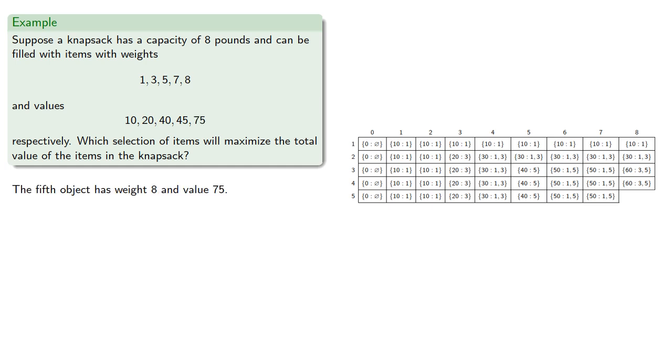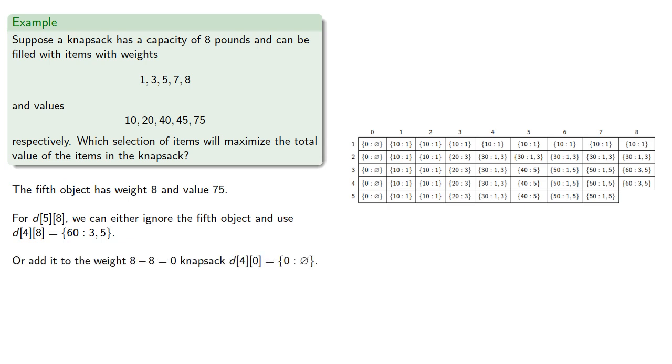The fifth object has weight 8 and value 75. For D of 5, 8, we can either ignore the fifth object and use D of 4, 8, the 6-3-5 knapsack, or add it to the weight 0 knapsack D of 4, 0. This would give us 7-5-8, which is greater, so D of 5, 8 is 7-5-8.